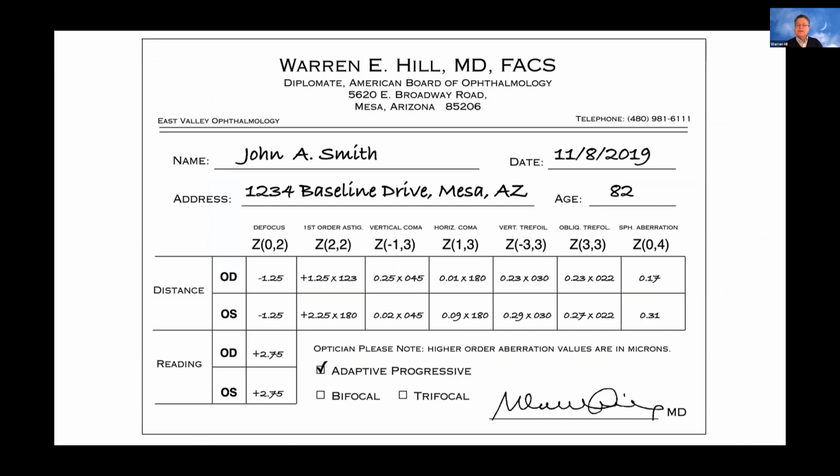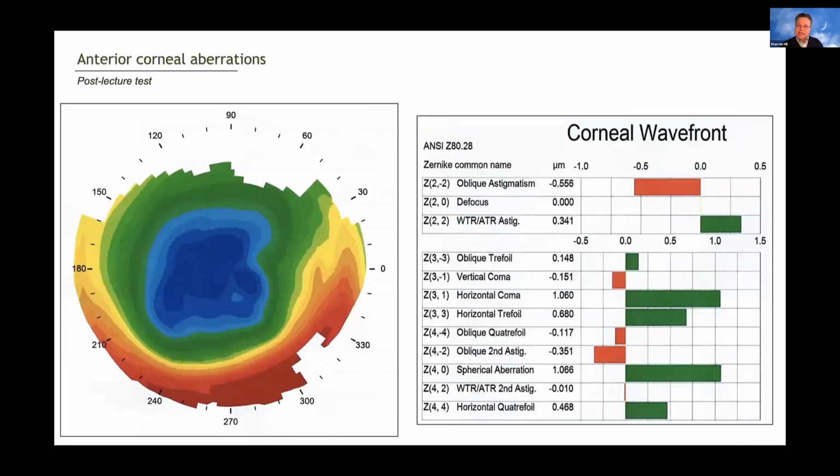So we're going to finish up here with a post-lecture test. And again, all of you are now experts in this. Let's take a look at this eye, and I bet you can tell me exactly what we're going to see on the aberration profile.